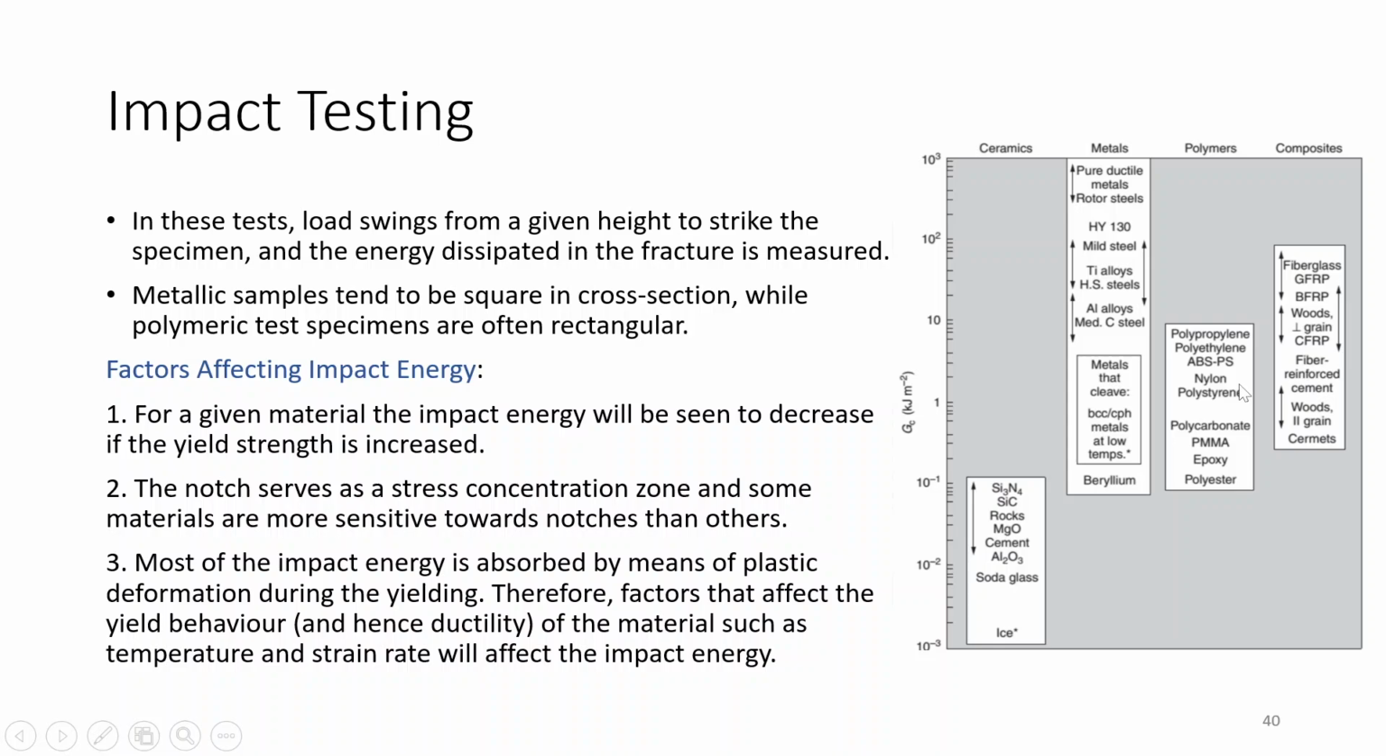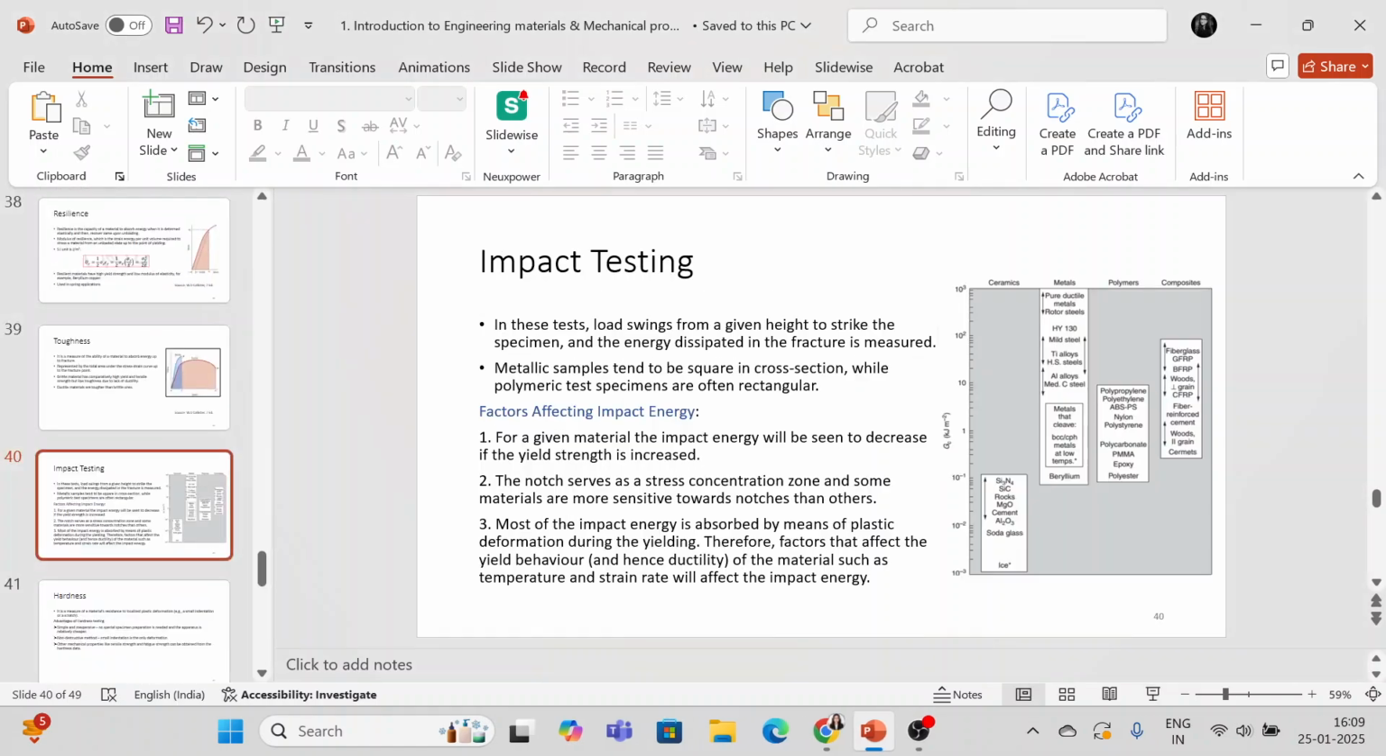In this case, a load will be swinging from a given height to strike the specimen, and the energy dissipated in the fracture is measured. Metallic samples tend to be square in cross section, while polymeric test specimens are often rectangular. Next, the factors which affect impact energy.